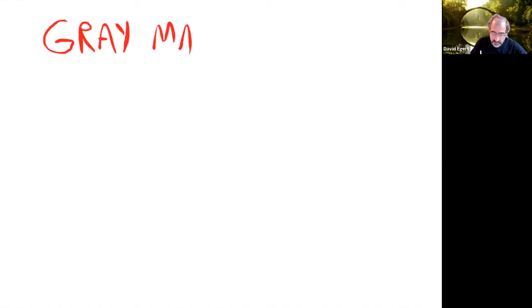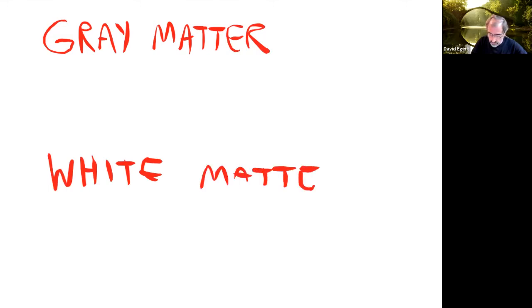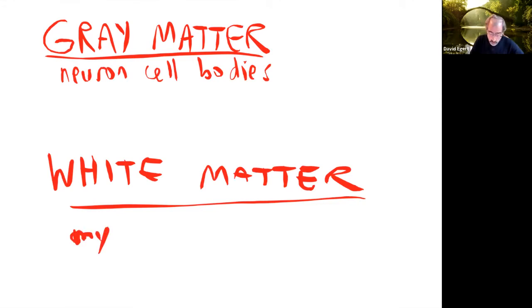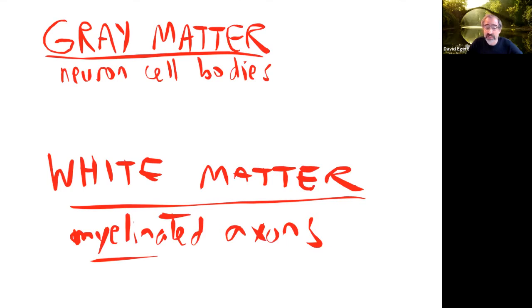So we need to get a little more into the anatomy, again, before we can really dig into the physiology. So let's talk about gray matter versus white matter. When we're talking about gray matter, particularly in the CNS, this is usually neuron cell bodies, as opposed to white matter, which are myelinated axons. That's why they're white. Myelin is this kind of white fatty stuff. So where you have a lot of myelinated axons, it tends to look whitish.